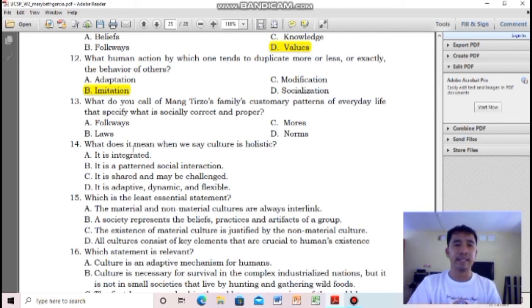Number 13, what do you call of a family's customary patterns of everyday life that specify what is socially correct and proper? That is letter D, norms, right and correct and proper.